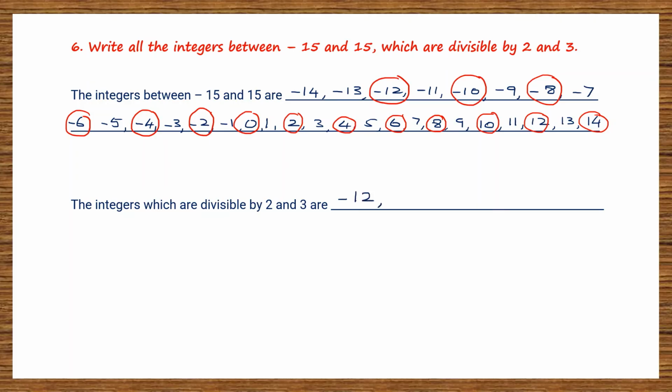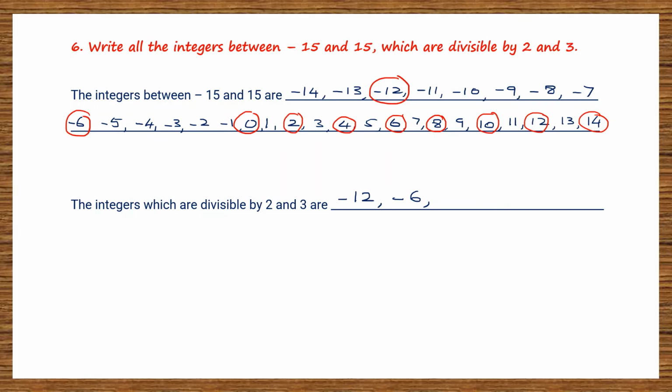Next one that we have circled is minus 10. 10 is not in the tables of 3. So take it off. Then we have minus 8. 8 is not in the tables of 3. Take it off. Then we have minus 6. 6 is in the tables of 3. So that is divisible both by 2 and by 3. Then the next one, minus 4 is not in the tables of 3. Minus 2, no. It's not divisible.